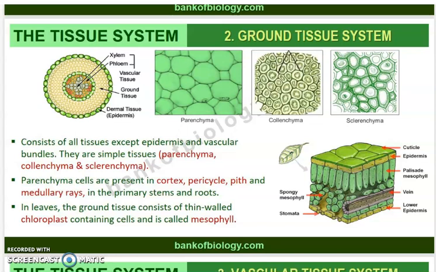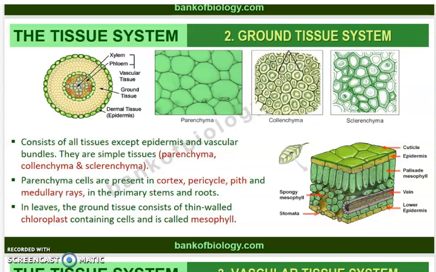And if you take the case of the parenchymatous cells, they are usually present in the cortex, pericycle, pith and medullary ray, and that too in the primary stems and roots. We will be learning about what is cortex, pericycle, pith and medullary ray in detail in the coming part. Right? So what type of cells is found there? In cortex, pericycle, pith and medullary ray, parenchymatous cells are found, and these are seen in the primary stems and roots.